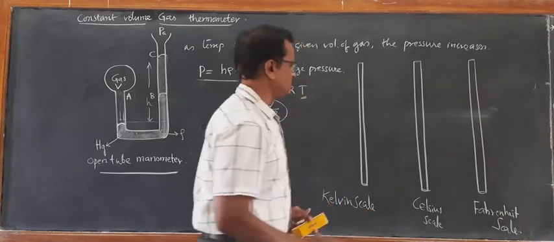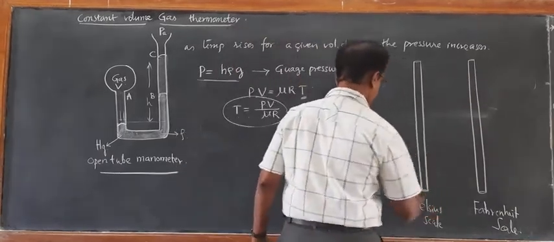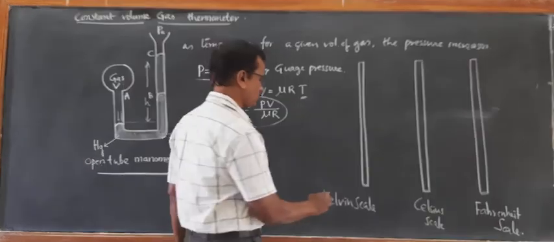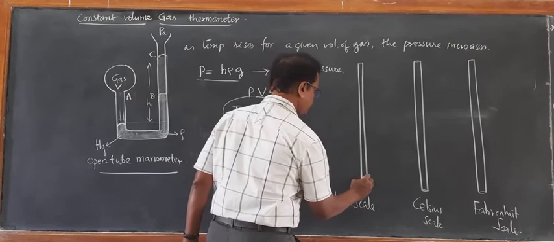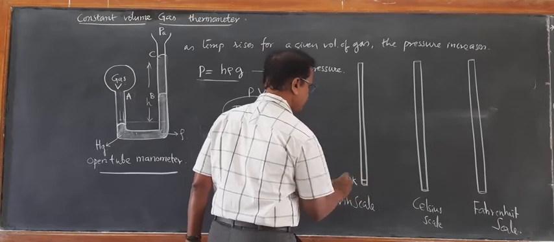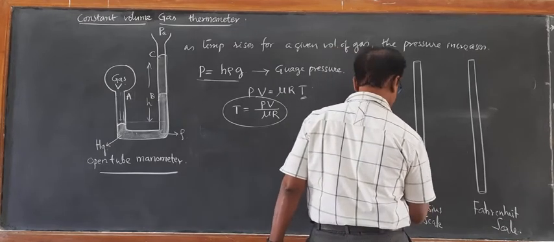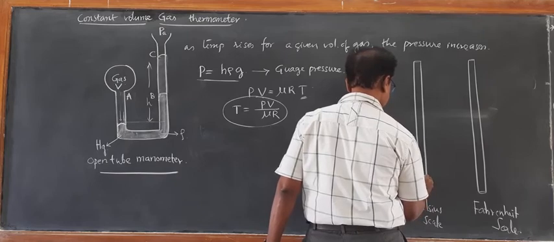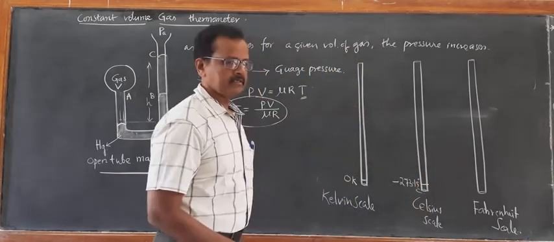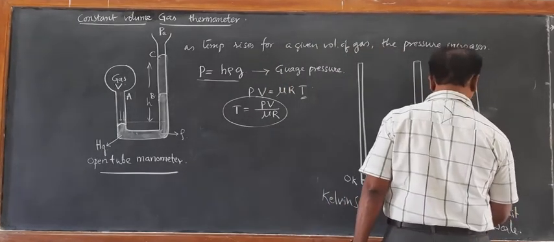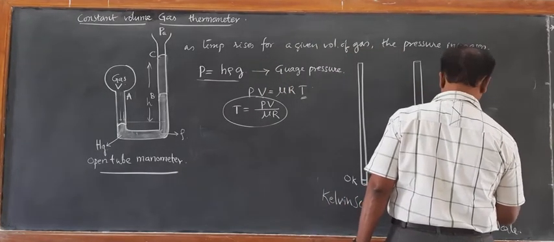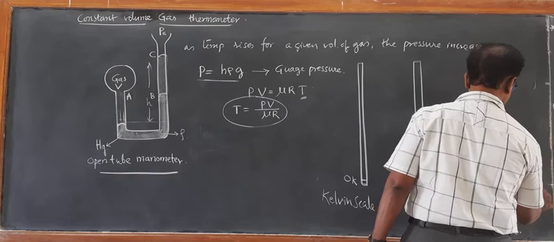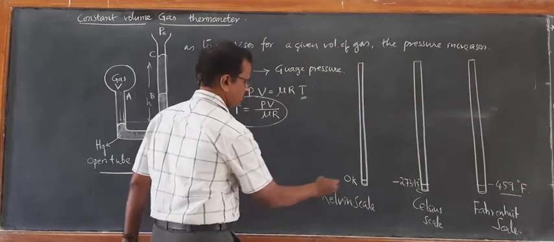We will discuss the fixed value for which the pressure of low density gases reduces to 0. This is called 0 Kelvin. 0 Kelvin corresponds to minus 273.15 degrees Celsius on the Celsius scale, and it comes out to be minus 459 degrees Fahrenheit on the Fahrenheit scale. This is called absolute zero.